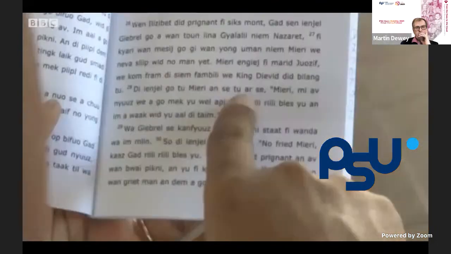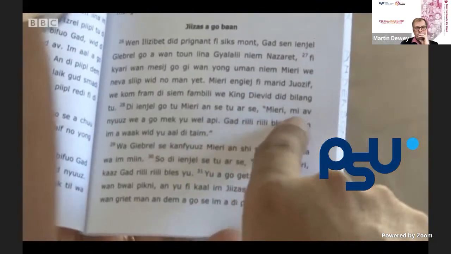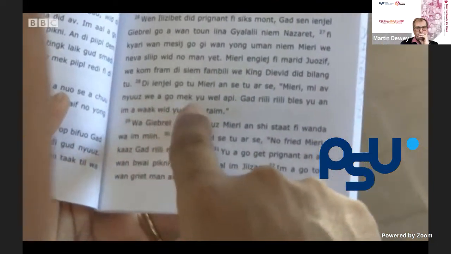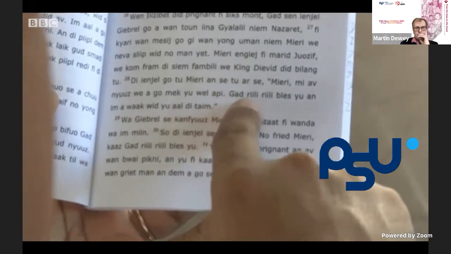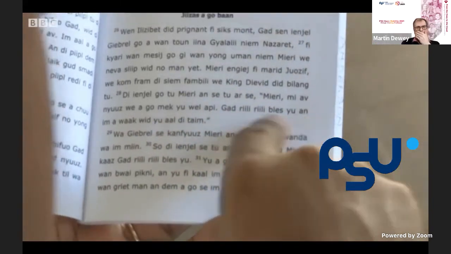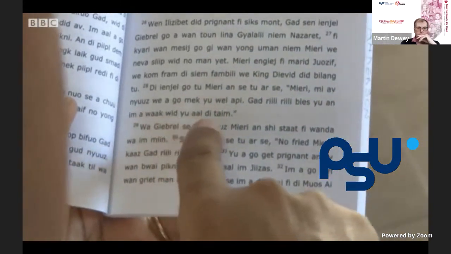The angel got to Mary and said to her, say, "Mary, me have news that's going to make you well happy. God really, really bless you. And he will walk with you all the time." An excerpt from the Jamaican New Testament, the Gospel of Luke, written for the very first time.